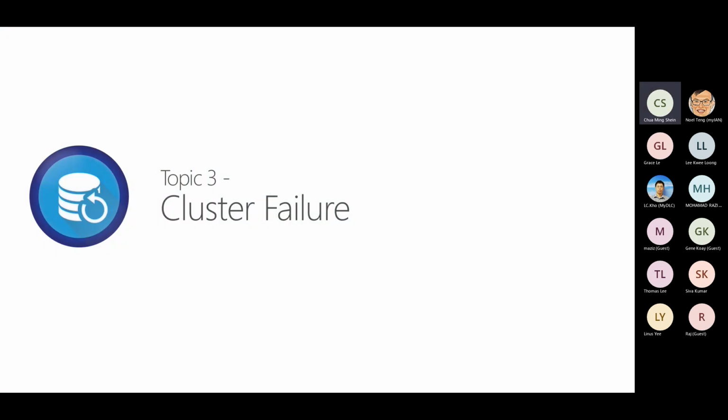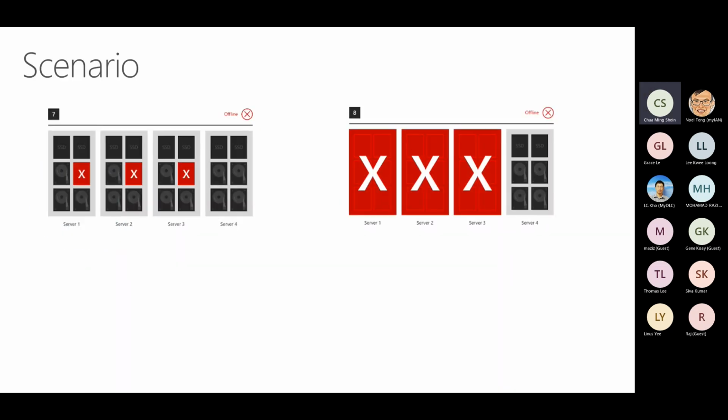Any questions? If no, then we come to topic 3, cluster failure. So let's take a look. Topic 3 is like what we said just now: 4 nodes, 3 server nodes fail. And in this scenario, the entire cluster is already down.